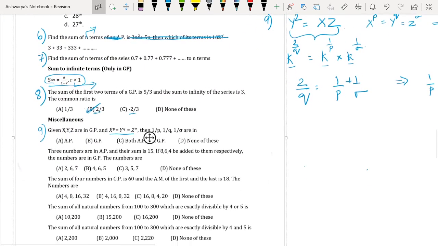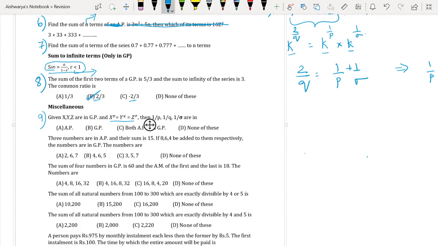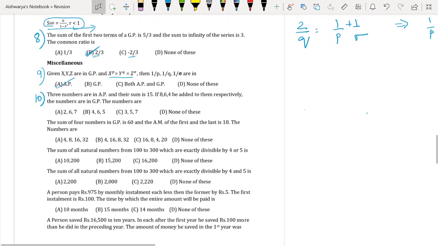So the answer for this is, it is in AP. Okay, let's go to the 10th question.